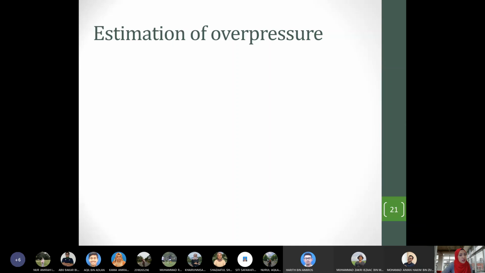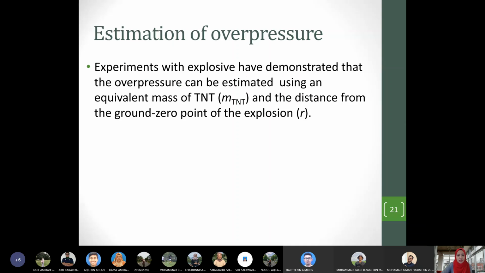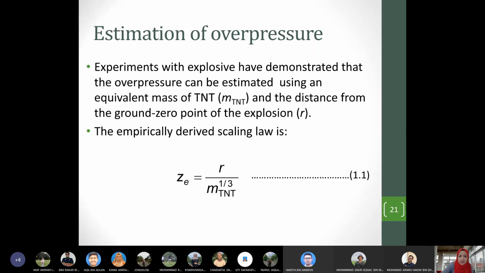Okay, so how do we estimate overpressure? Experiments with explosives have demonstrated that overpressure can be estimated using the equivalent mass of TNT and the distance from the ground zero point of the explosion, which we call R. An empirically derived scaling law is ZE equals R over the mass of TNT to the power 1/3. So we need to find this ZE first, in order to get the overpressure, and we follow these equations.